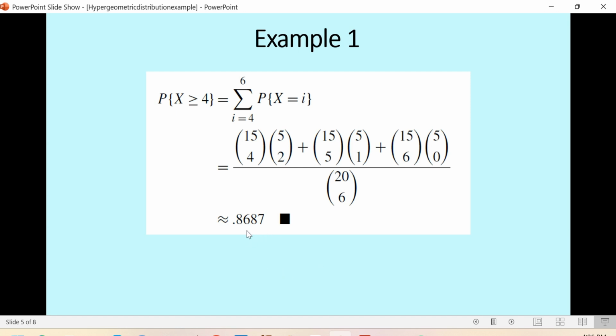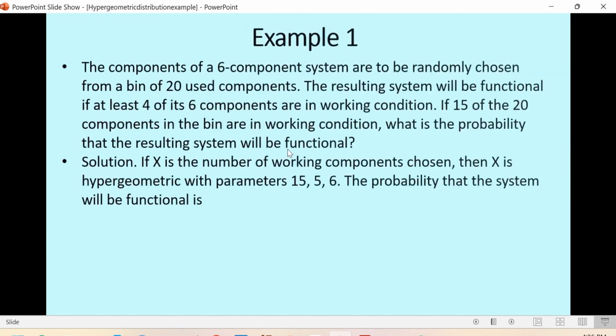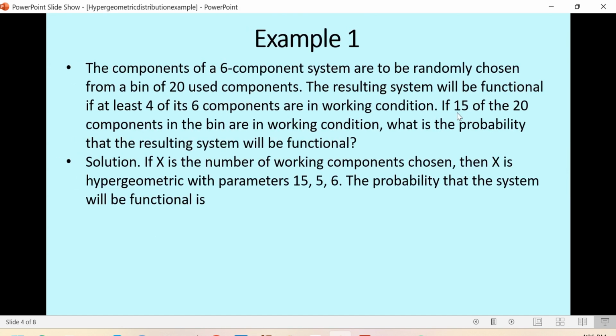And so the resulting probability is about 0.8687. So it's quite high, right? Because the expected proportion is quite high: 15 of 20 is 0.75. So the expectation is 0.75 for this hypergeometric random variable. If we multiply by 6, we get about 4.5 as the expected number, right? Thanks for watching.